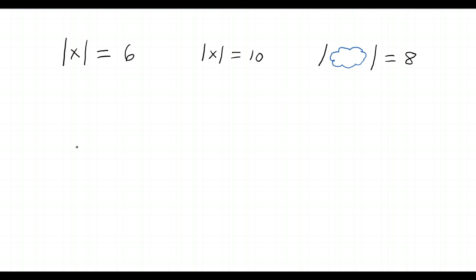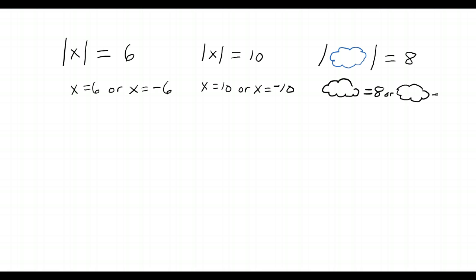Okay, here are 3 equations that have absolute values. In the first one, if I want to know what number of x has an absolute value of 6, the answer is x equals 6 or x equals negative 6. If I say the absolute value of x equals 10, I know that x must be 10 or x must be negative 10. Now over here, when I start drawing clouds, that means we're starting to talk about quantities. I know that the cloud has got to equal 8, or the cloud has to equal negative 8.